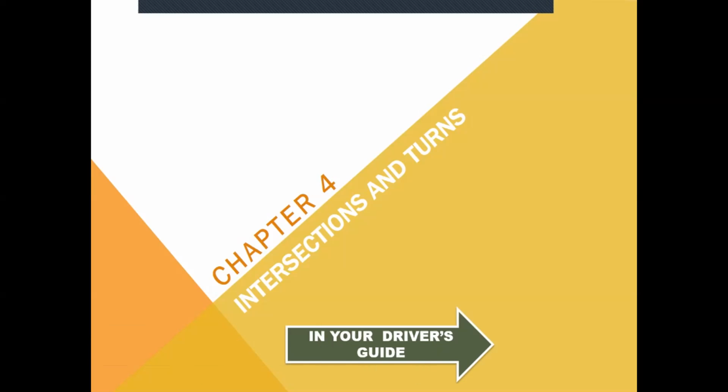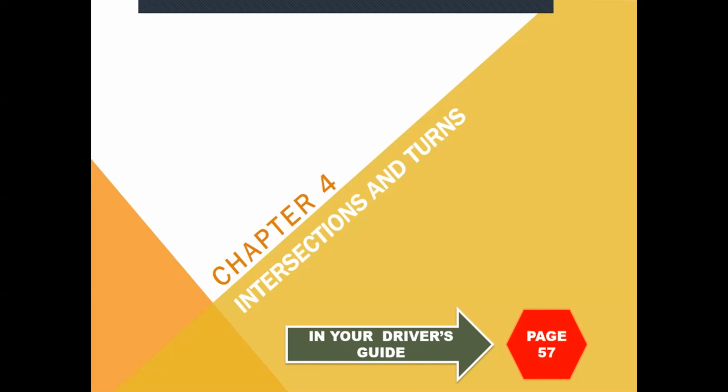So now we'll go on to chapter 4. And this one, again, has quite a few videos, and we're going to go more into depth on some of those maneuvers, like turning, signaling, lane changing, things like that. So this whole chapter is on intersections and turns, and it starts on page 57 of your driver's guide.